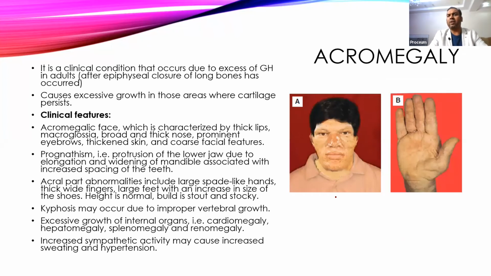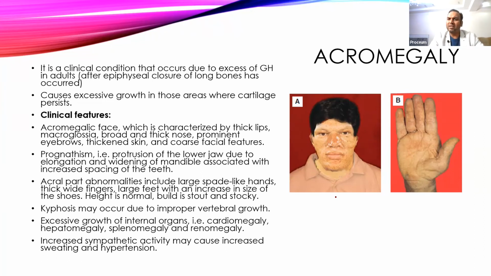Then the second condition is acromegaly. It occurs when there is excess growth hormone after puberty, when the epiphysis of the long bones has closed. After that, when growth hormone secretion occurs, it will not increase the length of the person, or height cannot be increased, but it does cause excessive growth of the membranous bones, like the small bones, finger bones, wrist bones, facial bones, vertebral column bones, and they will keep on increasing, and that will show the different features.